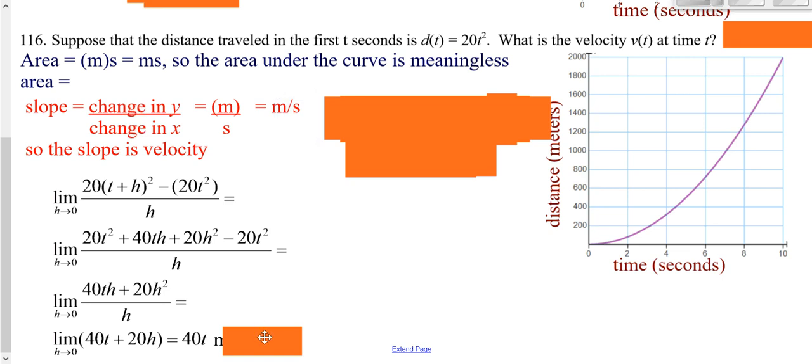And in this case, we are looking at slope. Our units would be meters per second. So if you come to a problem and you're not sure if you should look at slope or if you should look at area, look at your units. Your units will always tell you what to do.